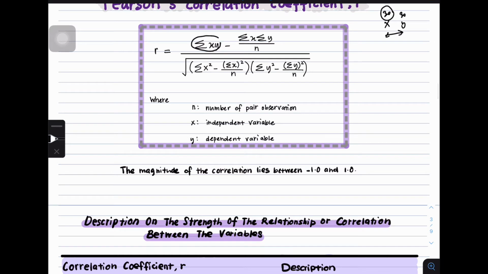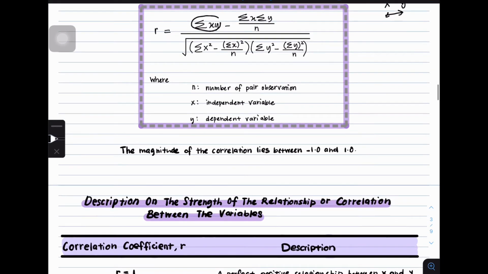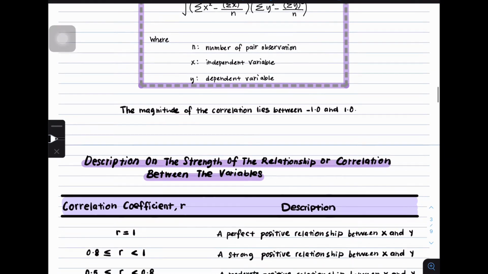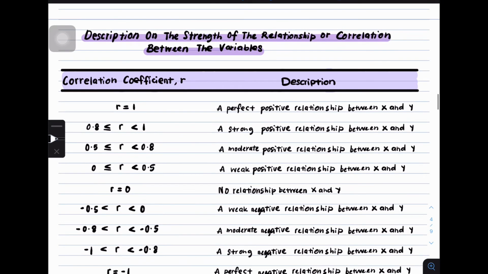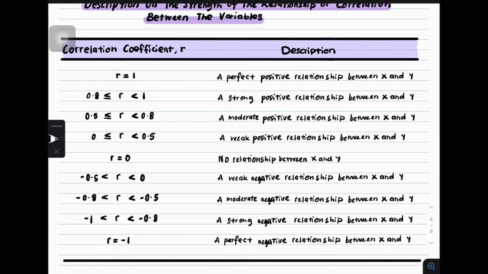So the magnitude of the correlation lies between negative 1.0 and 1.0. So magnitude correlation ni dia antara negative 1.0 sehingga ke 1.0. Okay, so how we describe the strength of the relationship or correlation between the variables depends on the value of R. Kalau kita dapat nilai R equal to 1, it means that we have a perfect positive relationship. Perfect positive relationship. Okay, if we have R in between 0.8 to 1, we have a strong positive relationship.